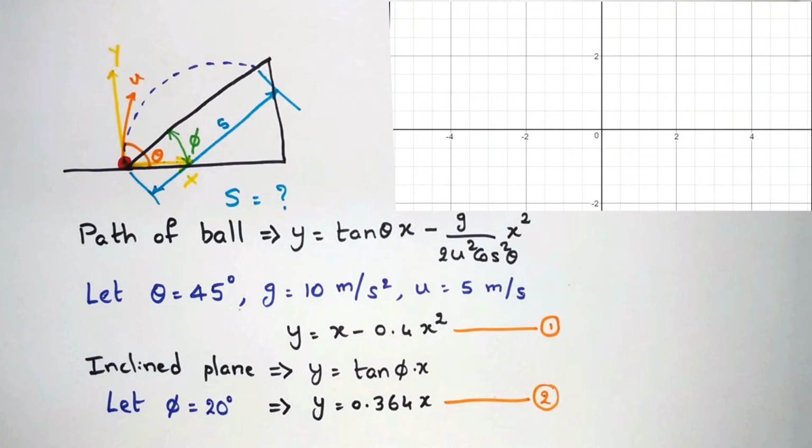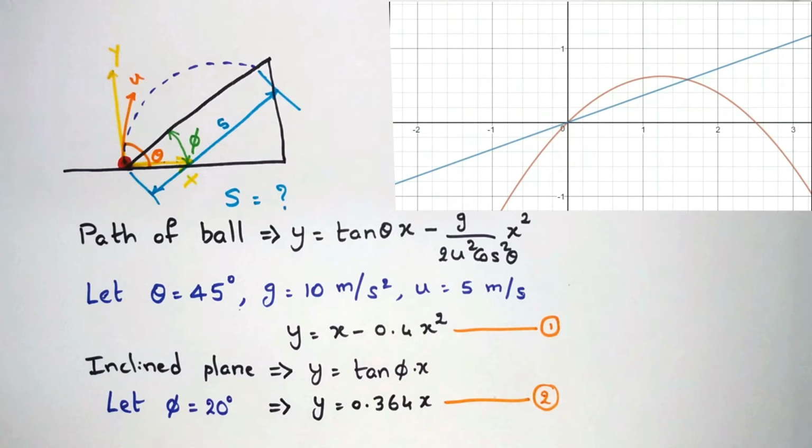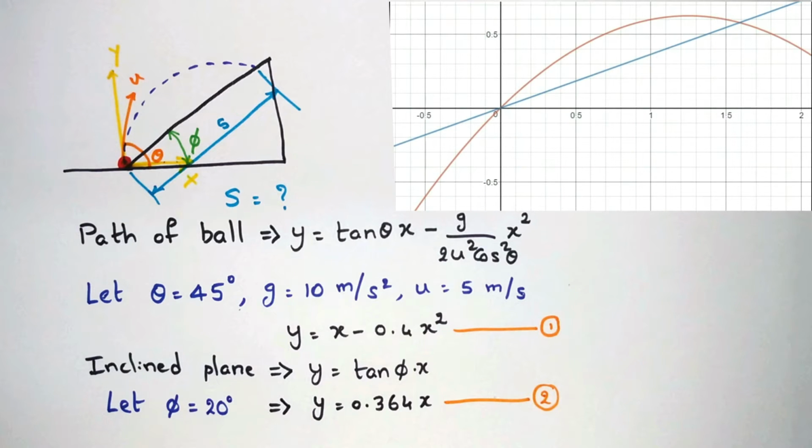So if you take a graph and plot the equation 1, which is y equal to x minus 0.4 x square, then you will get a parabola like this. And if we plot the equation 2, which is a straight line representing the inclined plane, then we can see that the parabola and the straight line intersects at 2 points. One is at the origin, which is the initial position of the ball, and the other point is the final position of the ball where it hits the inclined plane. So these 2 points of intersection can be found out by solving the equations 1 and 2.